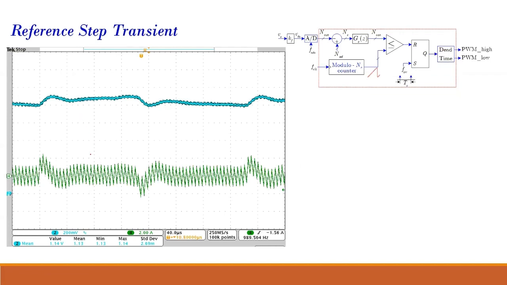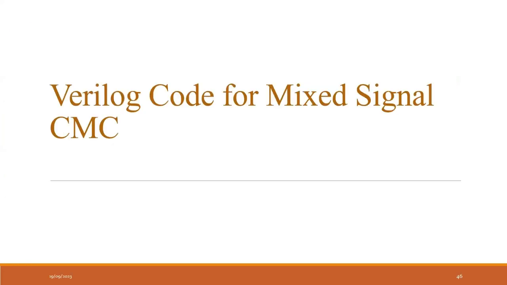Similarly, the reference transient. In the reference transient, what happened? It was 1 volt, now it is made 1.1 volt. Then it is dropped down to 1 volt. Again, it is taken up to 1.1 volt. So this is your reference transient. This is for your output voltage. And this is your inductor current. This is the graph of inductor current. So these are the zoomed in waveforms.